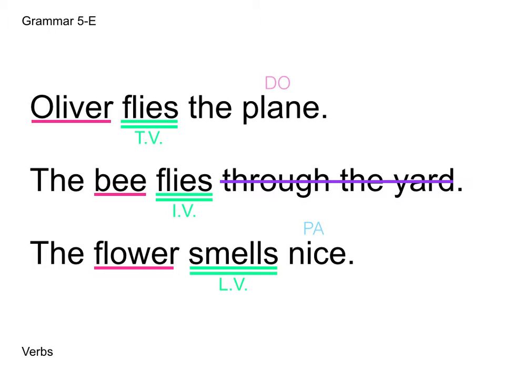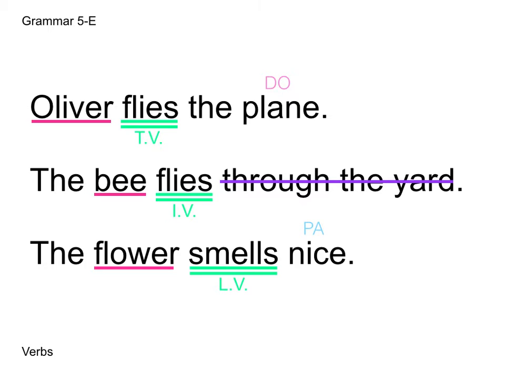And then we have the flower smells nice. Remember that sometimes verbs can look like action verbs, but if we can replace it with a to be verb of a similar conjugation, then we know that it is in fact acting as a linking verb in that sentence, not an action verb. So here we have the flower smells nice. We can replace smells with is, and it still makes sense. The flower is nice. That doesn't really change the meaning of the sentence. So in that case, the flower is not completing an action of smelling. Instead, we have a linking verb with that verb.